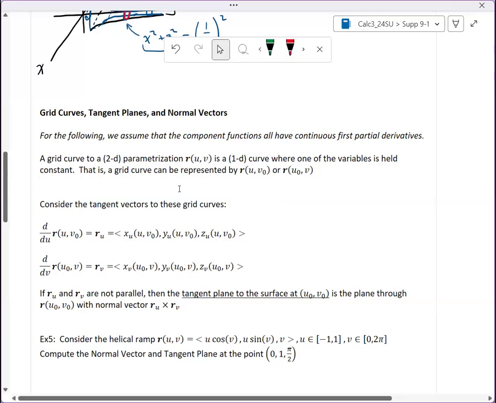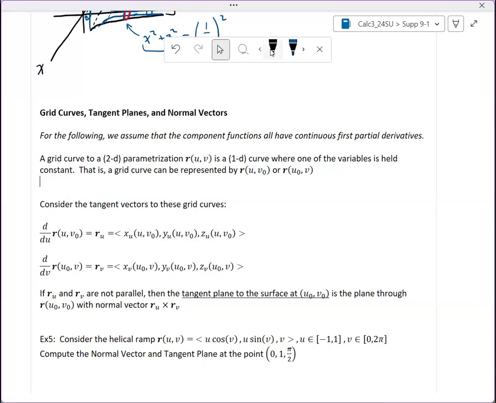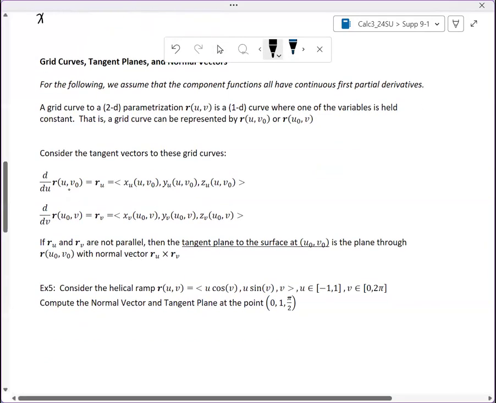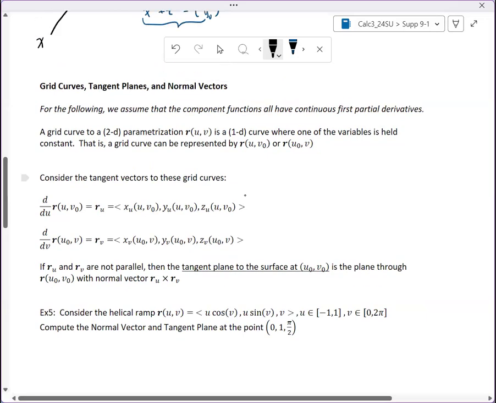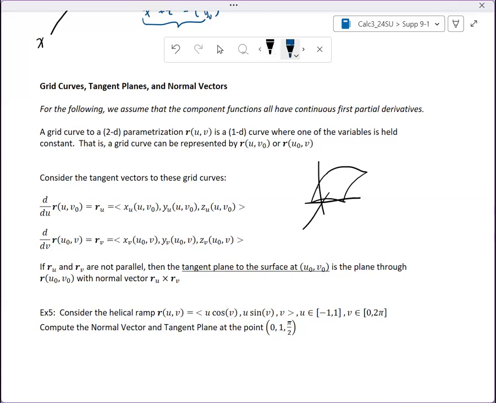And this is something that we've seen before. We're just seeing it now in a slightly different context. We saw this before when we talked about partial derivatives. So we can, again, think of a surface in 3D. It has maybe some grid curves like this.